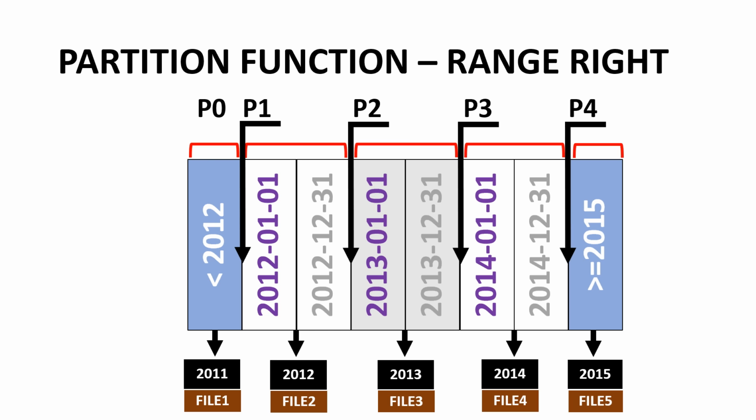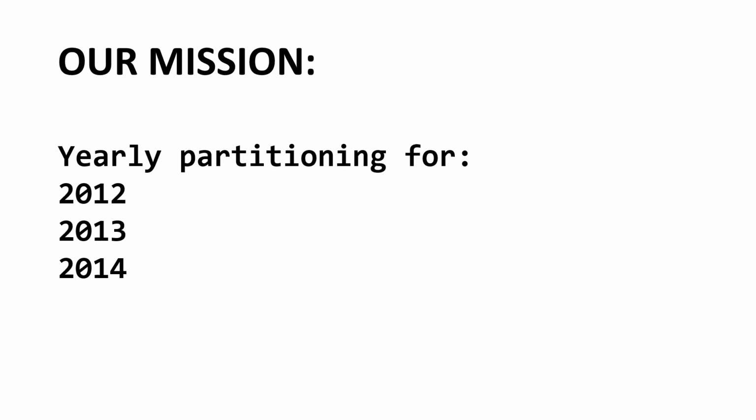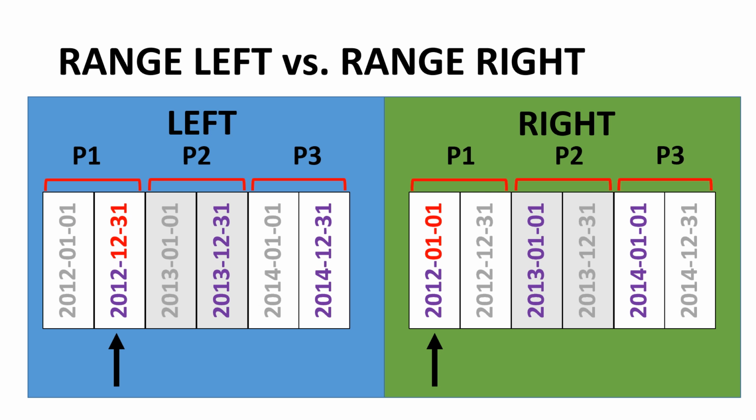So if possible, I like to be explicit. So this is what we're trying to do, yeah? And this is the difference between range left and range right. In range left, you define the upper value for the partition. In range right, you define the lower value. This slide should make it clear. They both do the same thing, but they go about it differently.